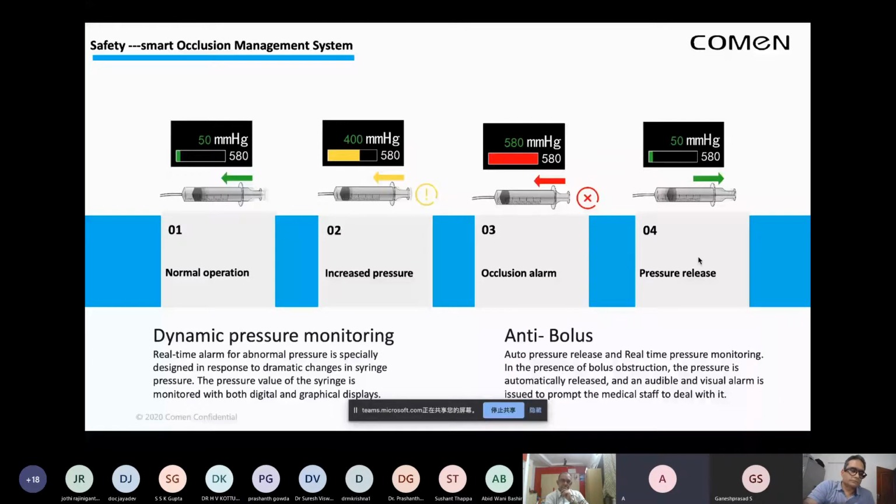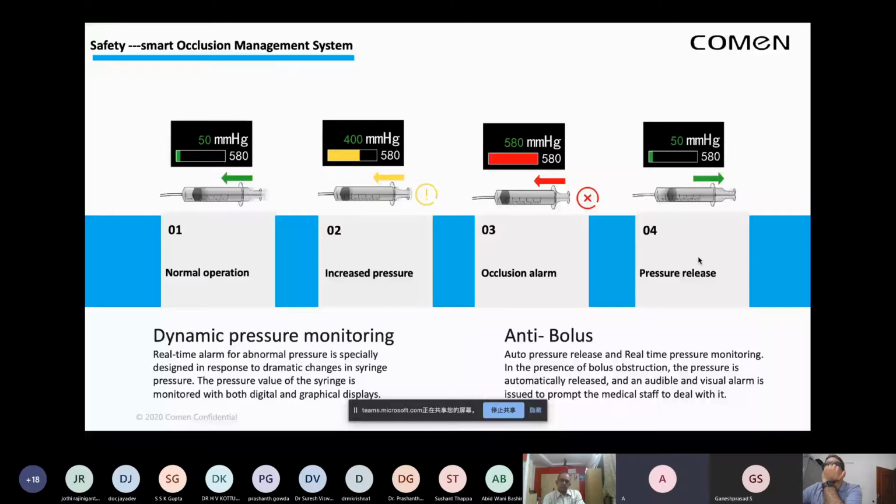So if something blocks the line during the surgery, the syringe pump will automatically release the pressure to protect the patient. For example, once the pressure goes up to 500 or 580, the machine will automatically release the pressure and keep the blood vessel open. So this is a double guarantee for the patient. Let's see the next one.